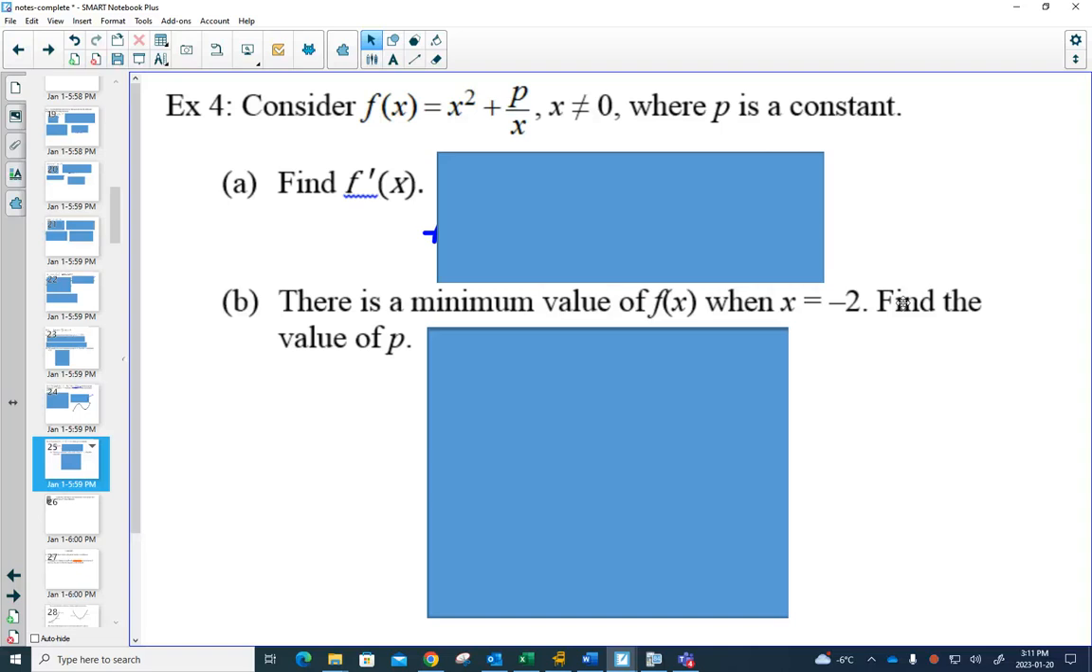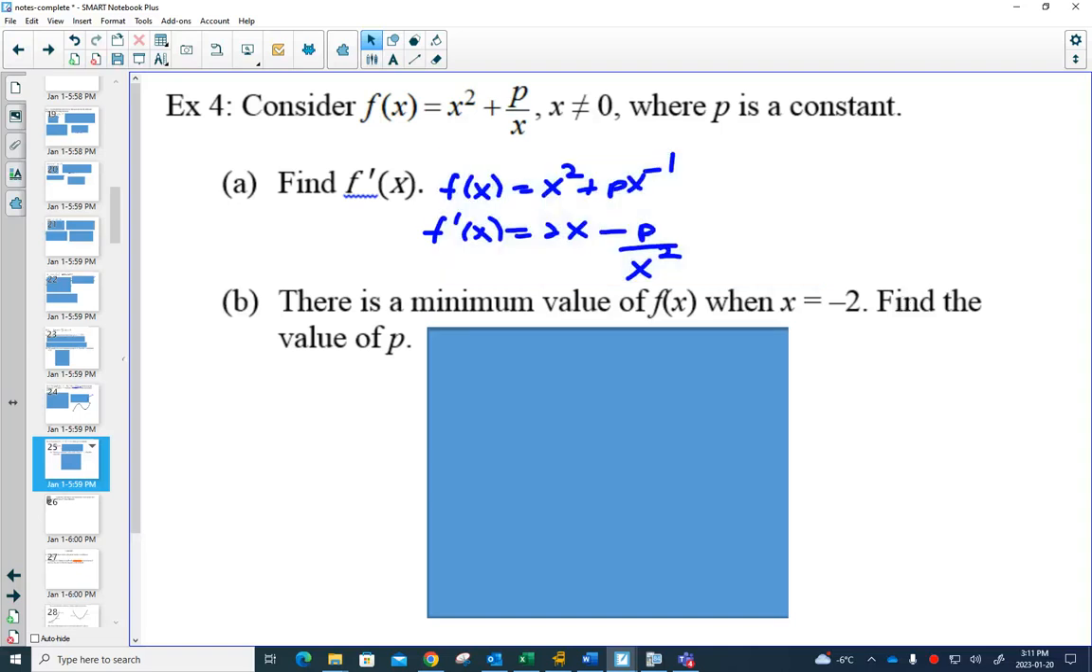So, here we go. Find the derivative. Nothing hard here. We just have to work backwards. Probably first change the 1/x to x to the minus 1. And we get f prime of x equals 2x minus p over x squared. And now they're telling us, they jumped ahead, that there's a minimum when x equals -2. Normally we have to find the minimum values and then show that it's a minimum. Now they've already taken us to the end of this question and then say, okay, can you work backwards a little bit? What do you know? How would you figure it out?